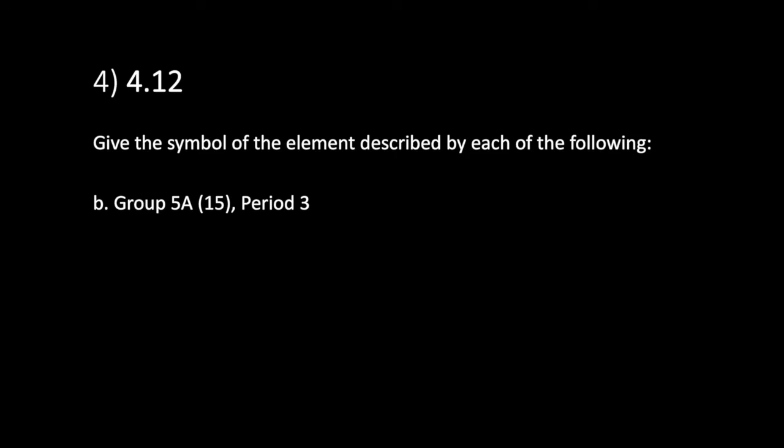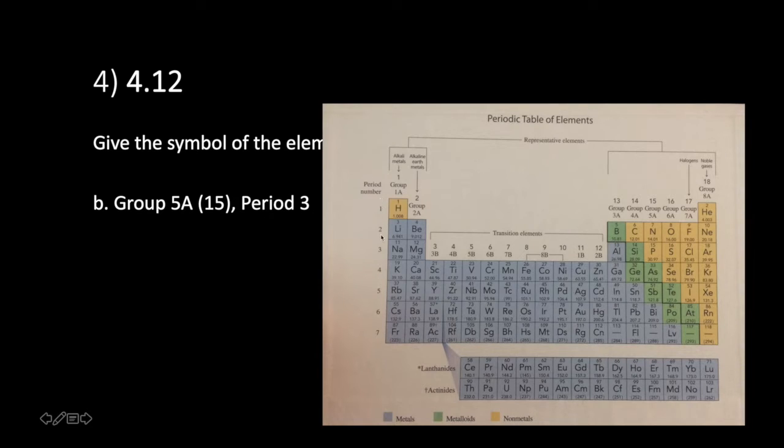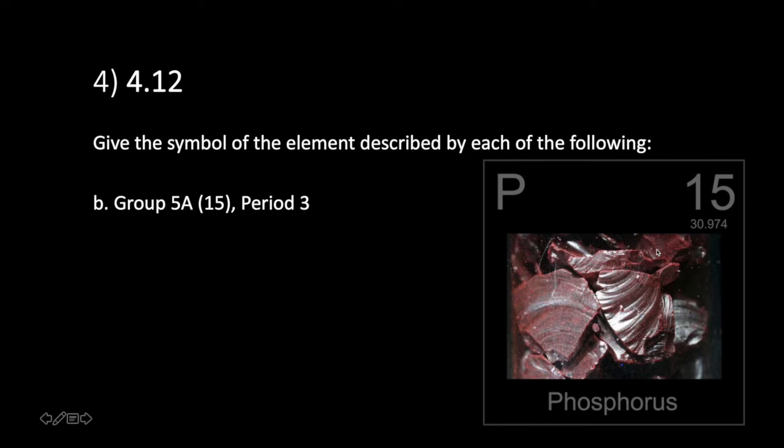Okay, for B, we want to see what element is in group 5A, could also be called group 15, and period 3. So period 3, that's row 3. Where does that cross group 5A? Group 5A is right here. It crosses it at phosphorus. So you'd write down the symbol capital P there. And phosphorus has 3 forms depending on how it's squeezed together: white, black, and red. The red form, which you can see here, is used in the tips of matches.